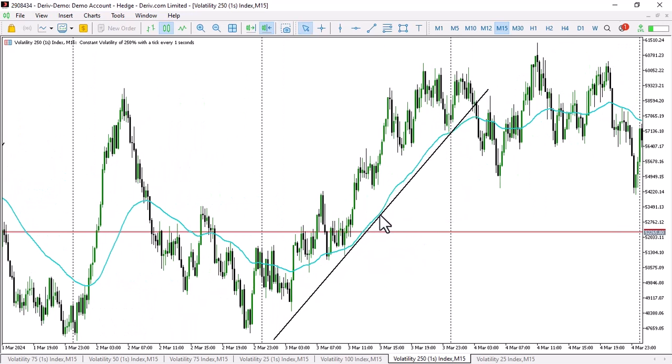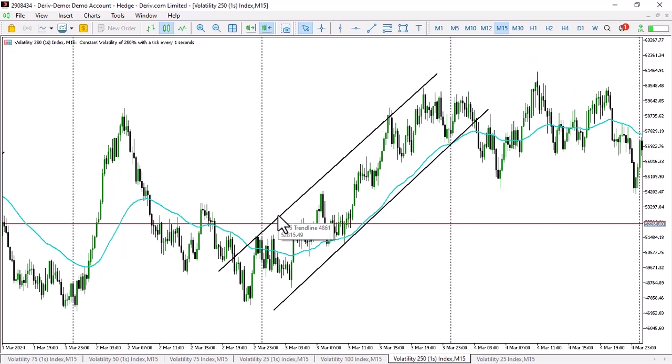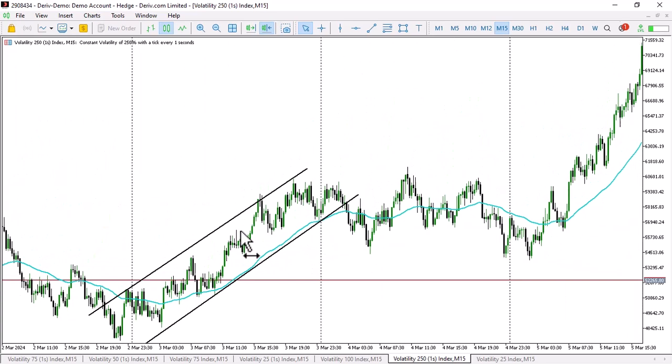A channel is this type of price action that tends to move inside two trend lines, as you can see here, where you draw a trend line on this particular part, and you draw another one on this other part. So what you see is price going to the trend line, forming kind of a consolidation inside the channel.